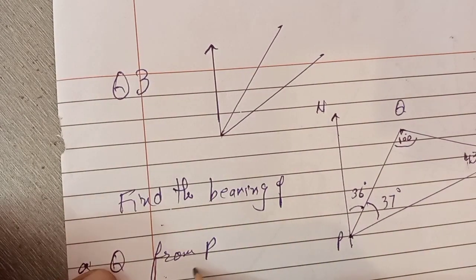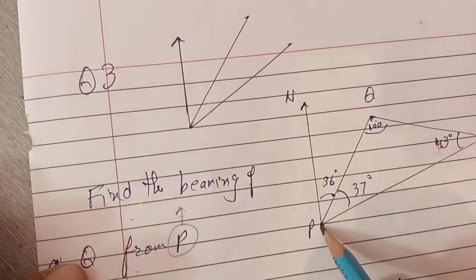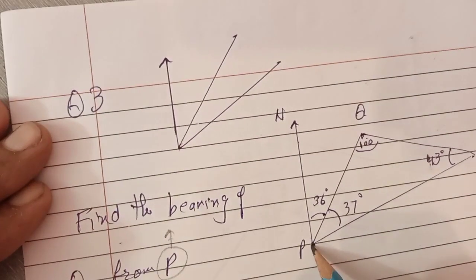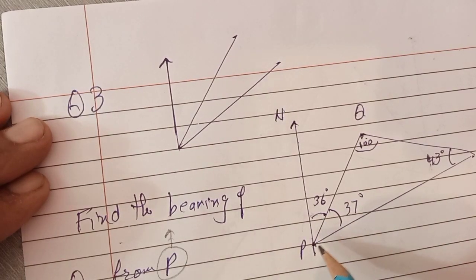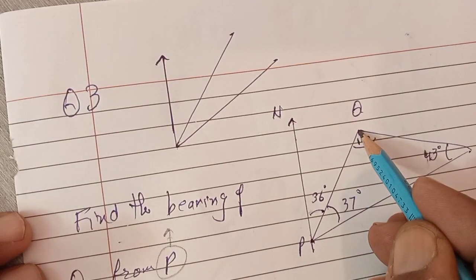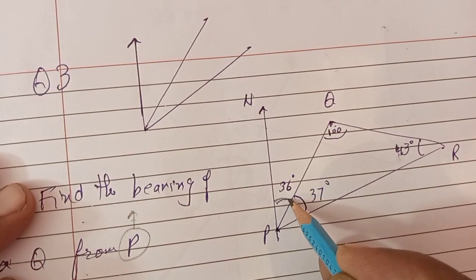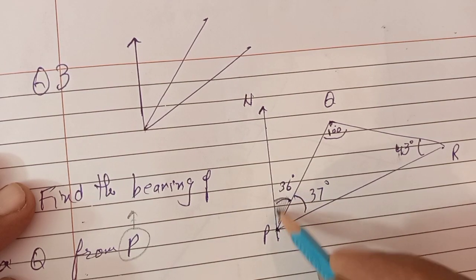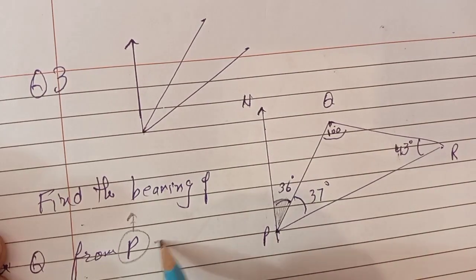Now Q from P. So P comes after "from", you have to draw the north pole at P. So this is P. There is already a north pole in this figure. Now where is Q? This is Q. So start from the north pole at P, and this is the bearing of Q from P, which over here is 36.